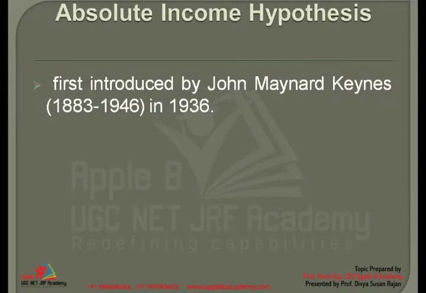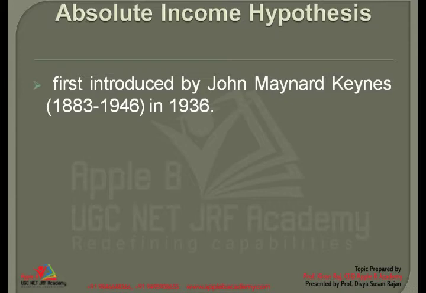The first theory, the absolute income hypothesis, was first introduced by John Maynard Keynes in the year 1936. A study of consumption actually starts with J.M. Keynes, through his famous book, The General Theory of Employment. In this, Keynes made a conjecture that the consumption function is central to the theory of economic fluctuation. So if you want to understand economic fluctuation, Keynes emphasized that it is important to understand the consumption function of an individual and, that way, of the economy.